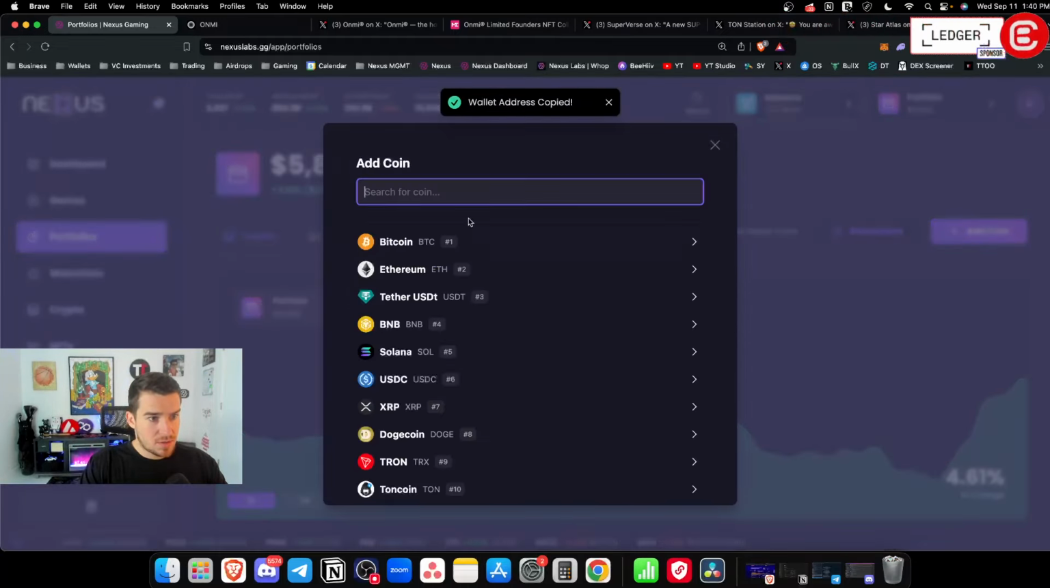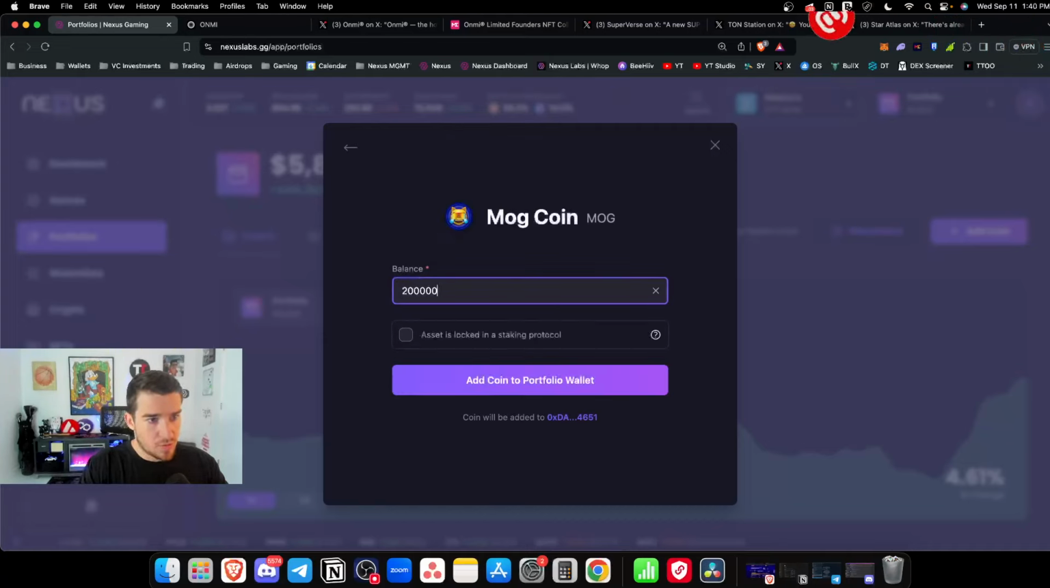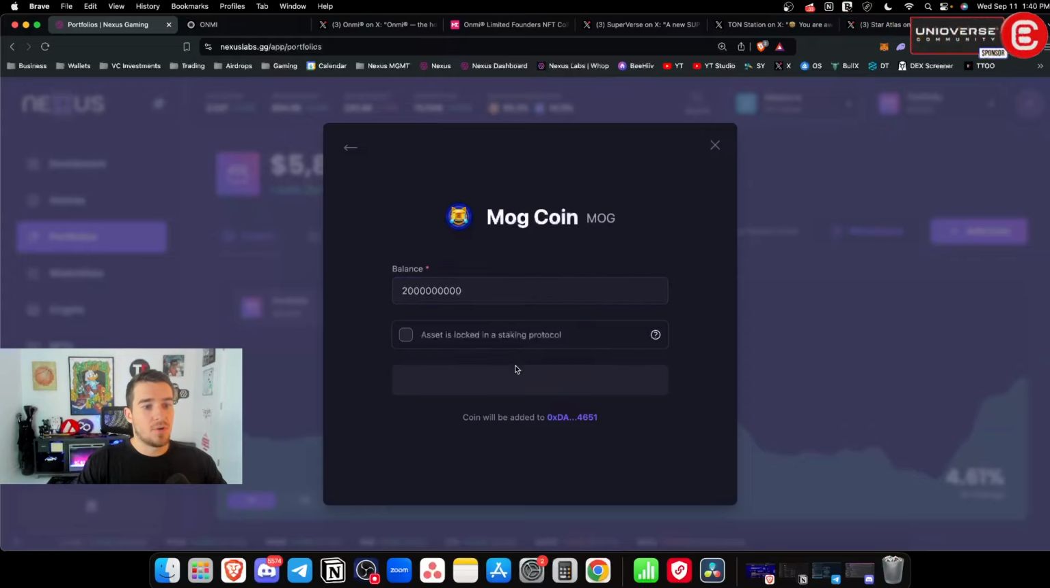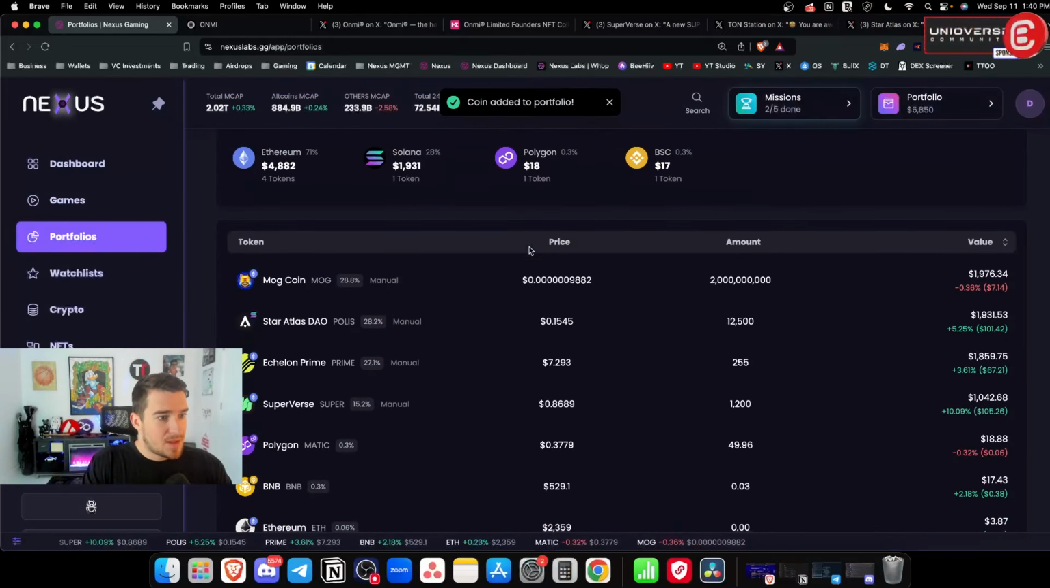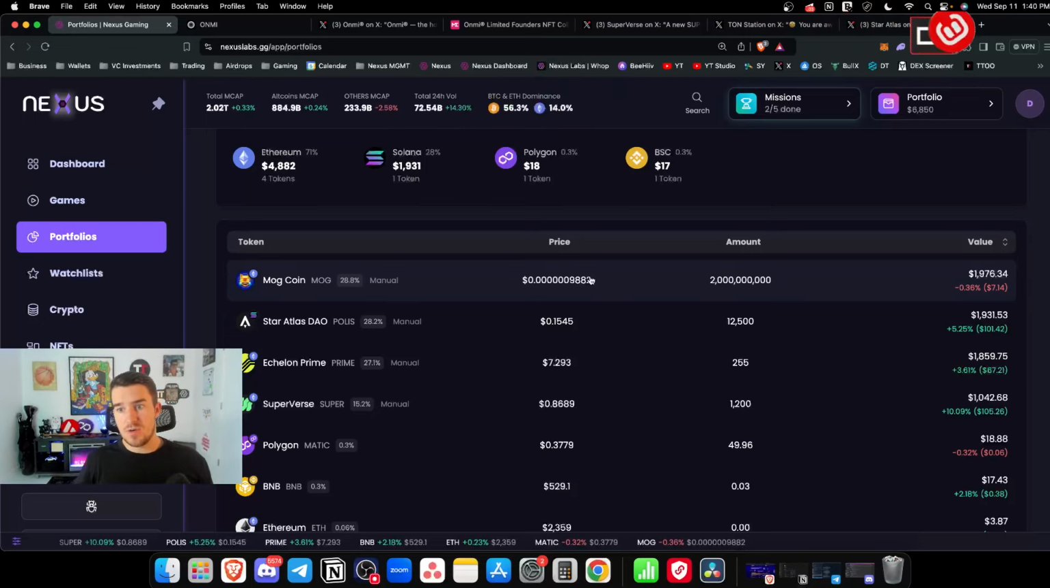Add coin, Mog. Boom, add coin. All right, there we go. So we have about 2K into Mog. We have 2 billion Mog tokens, which we look at the Mog chart.